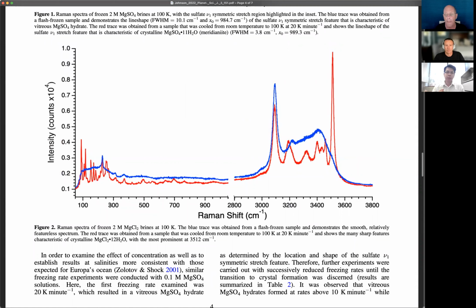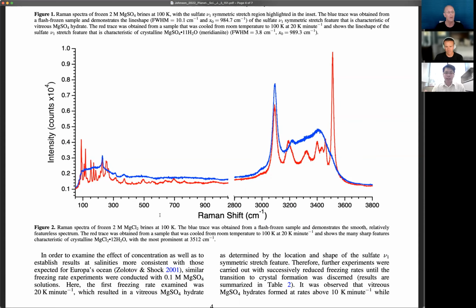As we were doing this sort of experiment over the years, we concentrated on magnesium sulfate, magnesium chloride and sodium chloride, which are the likely constituents of Europa's ocean. We've seen that magnesium sulfate can form glass, and so we also started asking the question, could other things also form glass by themselves, which is quite a natural thing to ask.